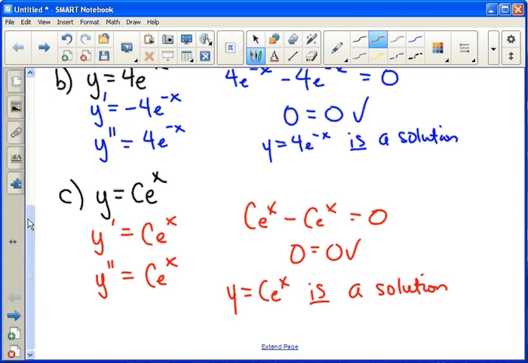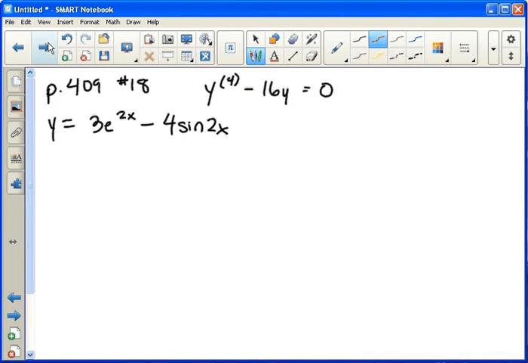Now, if you have the worksheet that I handed out in class, this is on page 409 of this worksheet, number 18. And our differential equation this time is the fourth derivative of y minus 16y equals 0. And we're going to test to see if y equals 3e to the 2x minus 4 sine 2x will work, if it's the solution to this differential equation. Okay, so this time we have to find the fourth derivative and the original. Well, we already know the original, it's given, but we've got to find the fourth derivative.